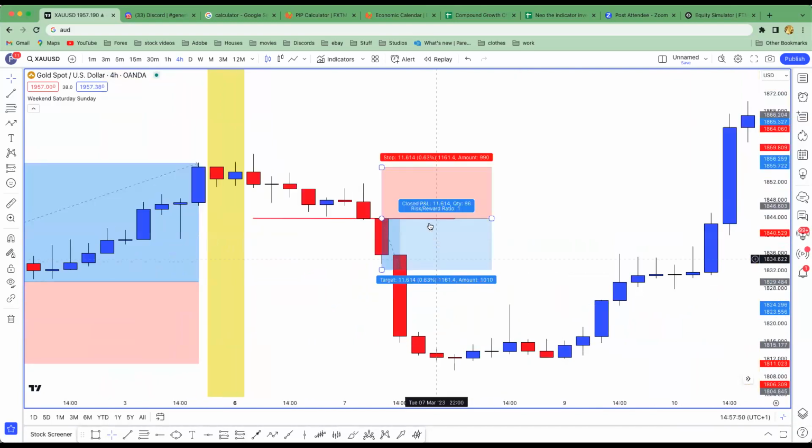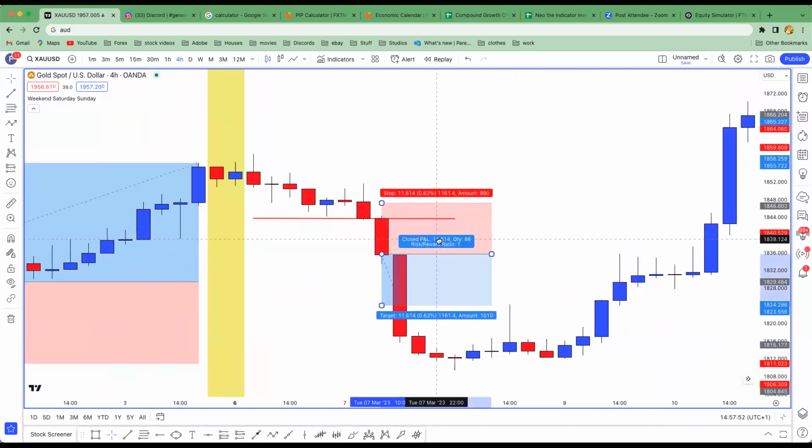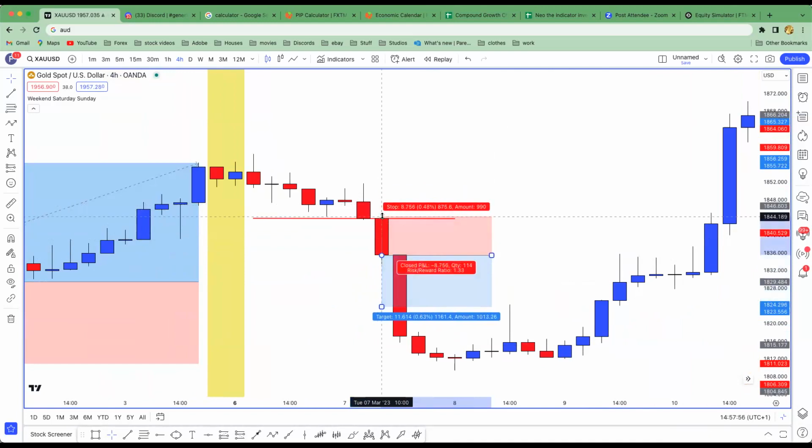All right, cool. So our entry would be on the closure of this candle here, and our stop loss is 20 pips above this breakout candle. So around about, where was this? About 110. That's cool there.